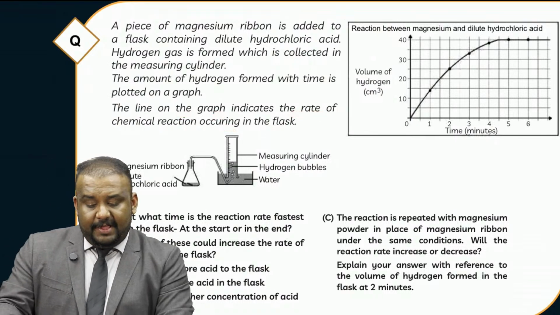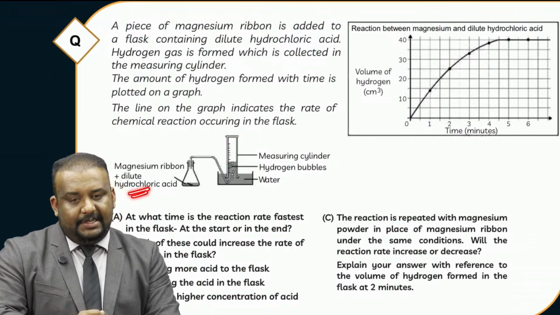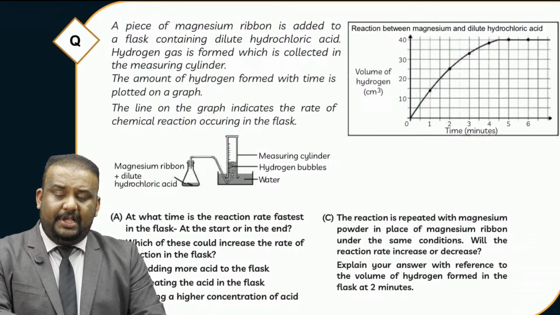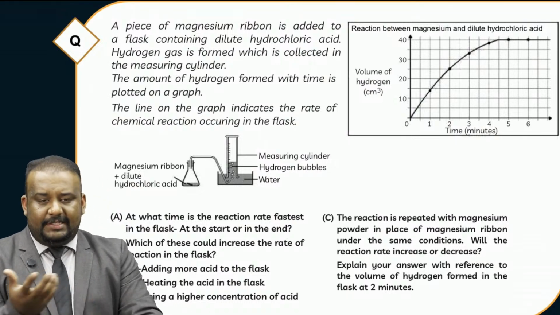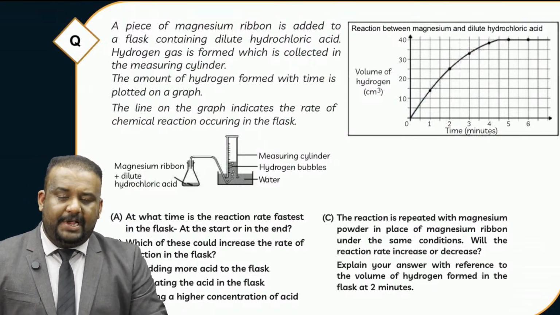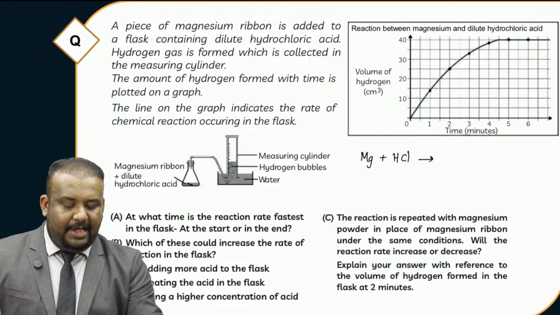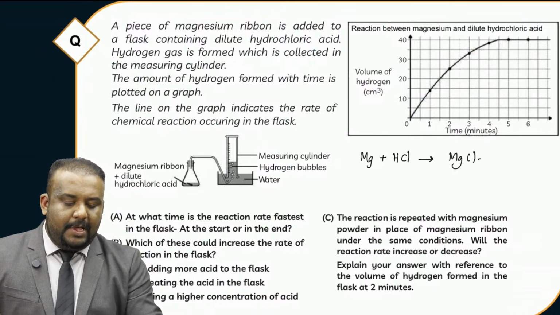So here we have magnesium ribbon added to an acid. We have already discussed this. When a reactive metal like magnesium is added to acids, it shows a displacement reaction where magnesium chloride and hydrogen gas are formed, as per the chemical equation which I am writing here. Mg plus HCl gives you MgCl2 plus H2.